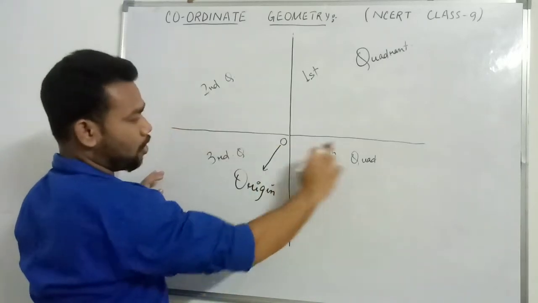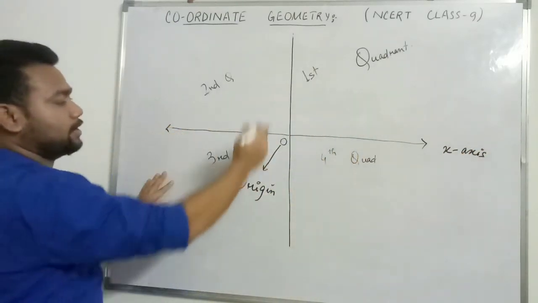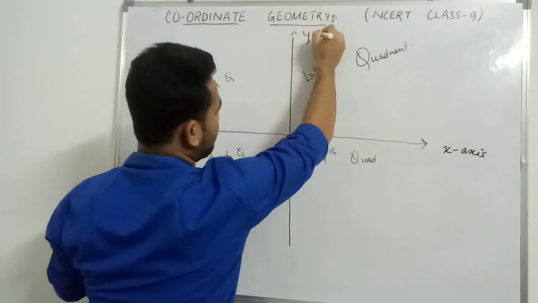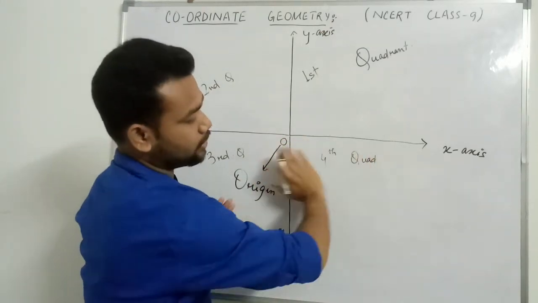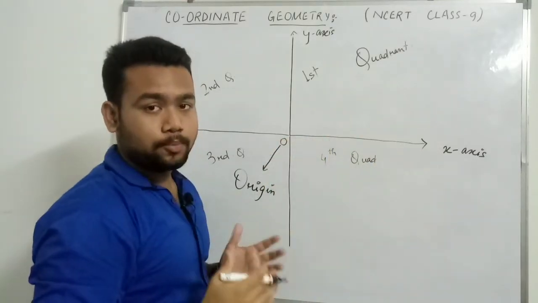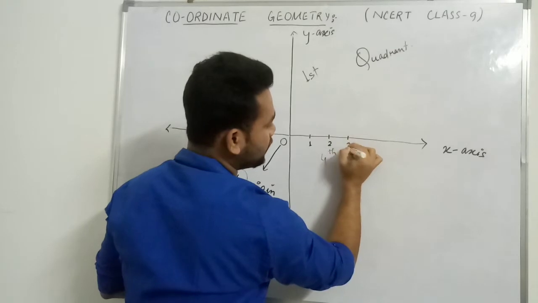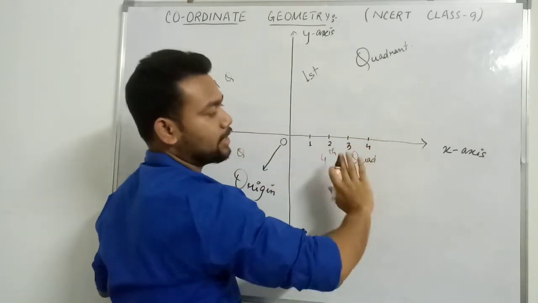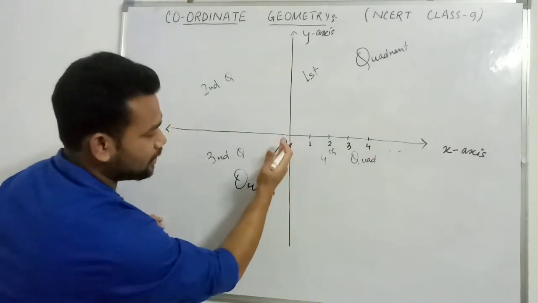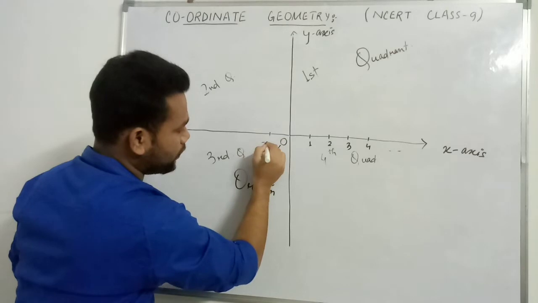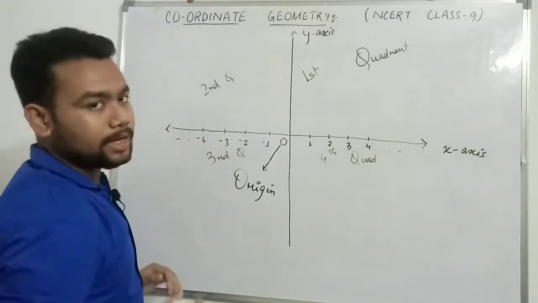So this horizontal line is known as the x-axis, and this vertical line is known as the y-axis. To the right of the intersection point O, we always take the positive values of integers. Got it? After 0 it comes 1, 2, 3, 4, positive values to the right side of O, and it goes to infinity. And to the left of O, we write the negative values of integers: -2, -3, -4, and go on to infinity.